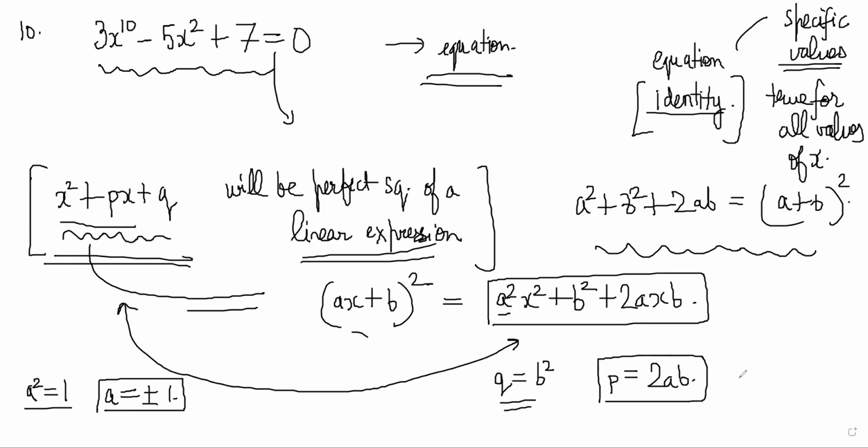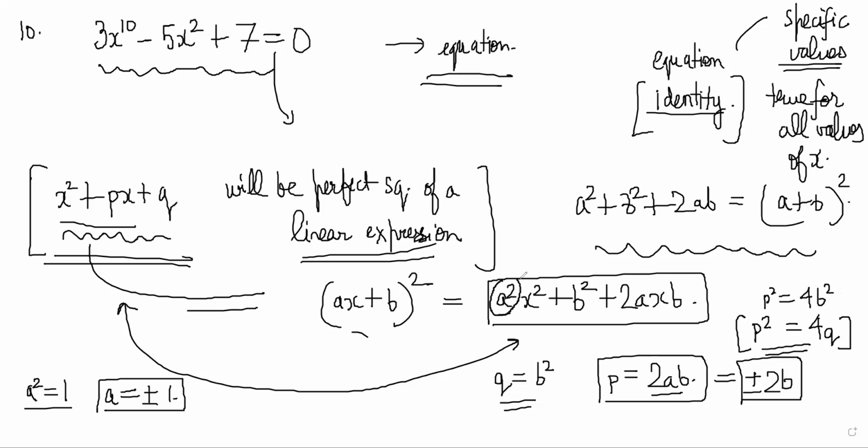Yes, correct. So p should be equal to basically plus or minus 2b, because a has to be plus or minus 1. So p square will be equal to 4b square. And 4b square is q, so 4q. You understand? p square should be equal to 4q. Only then will you have all the expressions matching, right?